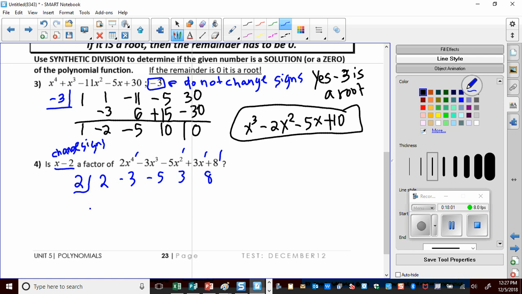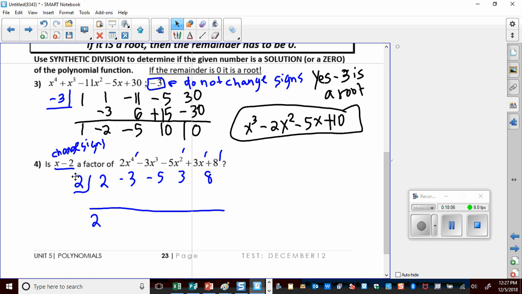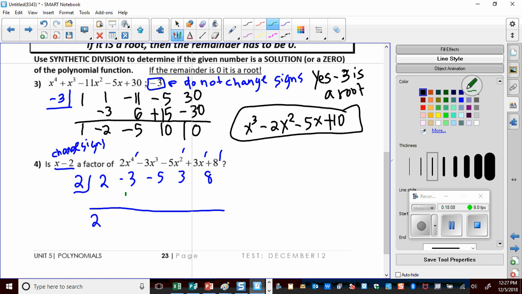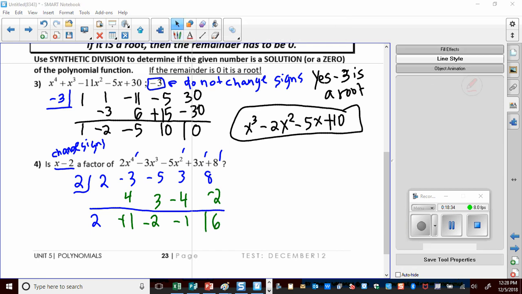First thing I do, bring down that first number, and then multiply times the root. So 2 times 2 is 4. -3 plus 4 is +1. 1 times 2 is 2. -5 plus 2 is -3. -3 times 2 is -6. 3 minus 6 is -3. -3 times 2 is -6, and I have a remainder. I have a remainder of 6 this time.